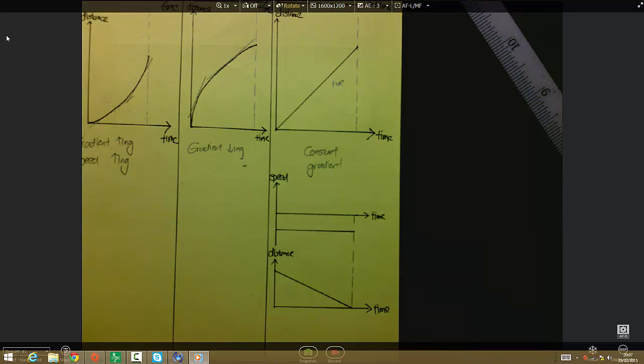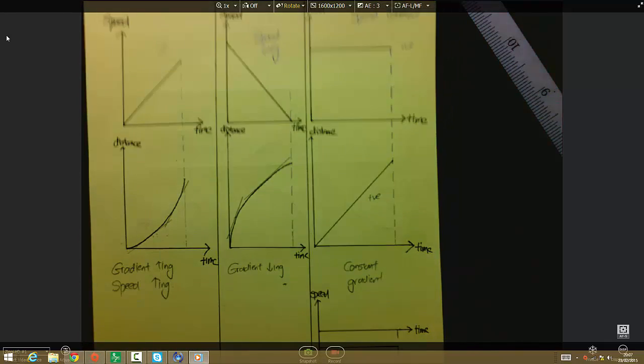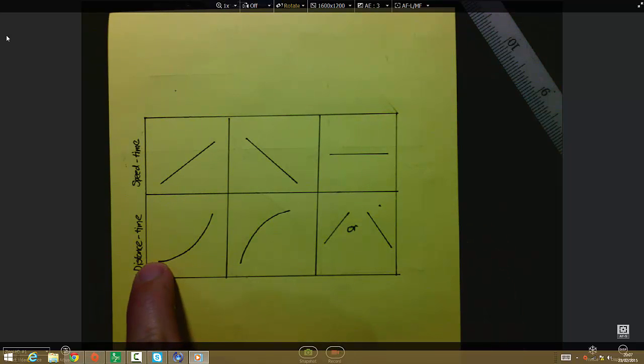So in summary, what you need to remember is the rough explanation of how to get the distance time graph given a speed time graph. Basically, you just need to know this table. If in the speed time graph, speed is increasing, it means that my gradient in the distance time graph must be increasing, so the shape of the distance time graph will look like this.